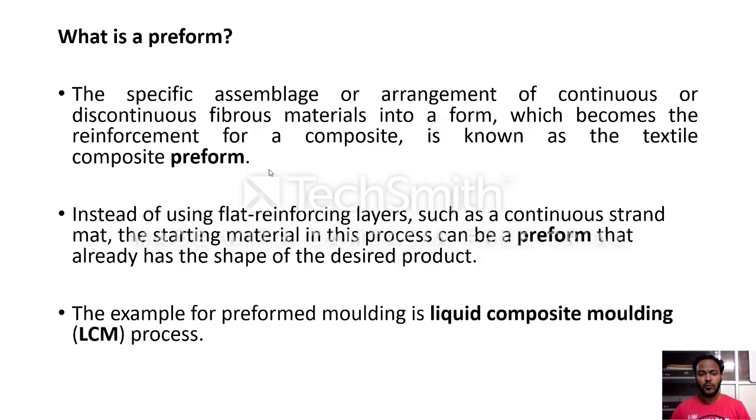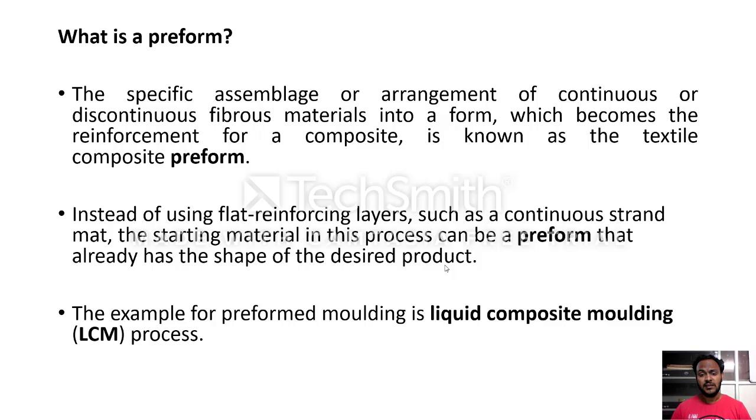So in this preform molding, instead of using flat reinforcing layers such as continuous strand mats, the starting material in the process can be a preform that already has the shape of the desired product. See, for example, if you remember the pultrusion molding, the reinforcement was in the form of a creel. The strands were coming through the creel, then immersed in the resin tank, and after that passed through other processes, and a preform was made, and the process was continuing.